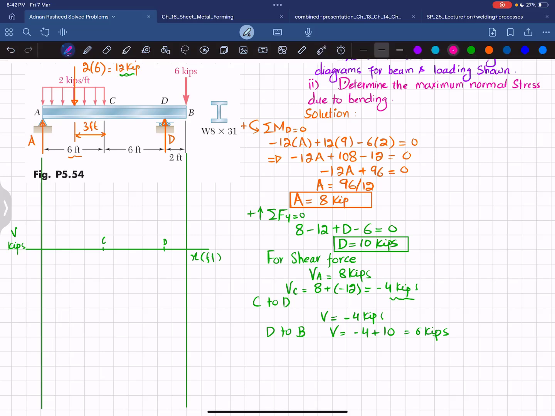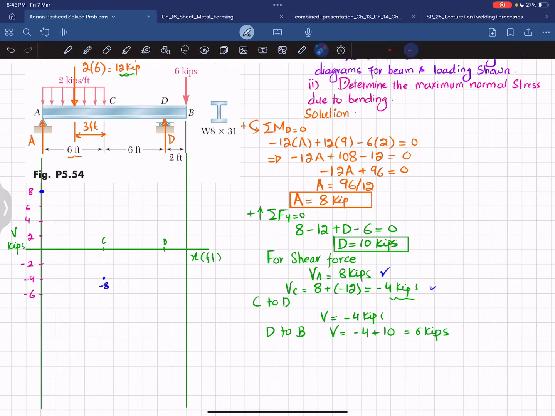For that, let's take each division equal to 2 kips. So 2, 4, 6, and 8. Similarly, minus 2, minus 4, minus 6, and so on. At the first point, we will have VA, which is 8 kip. You can see this is 8 kip. So your shear force starts at this point. At point C, we have a shear force of minus 4 kip.